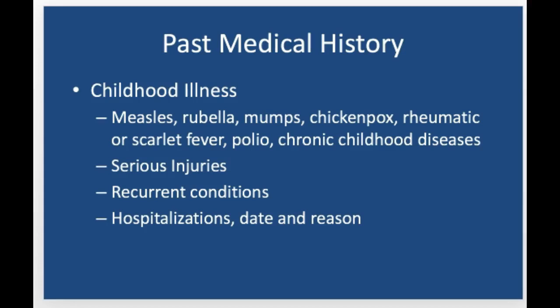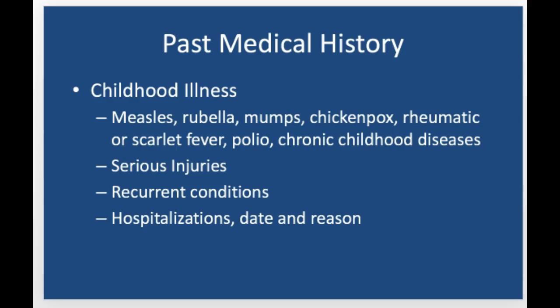The past medical history for childhood illnesses, you're looking to ask about a history of measles, mumps, rubella, chickenpox, rheumatic or scarlet fever, polio, chronic childhood diseases, things like juvenile rheumatoid arthritis. Even asthma, you might want to jot that down. You'll also note really serious injuries, car accidents, big things.